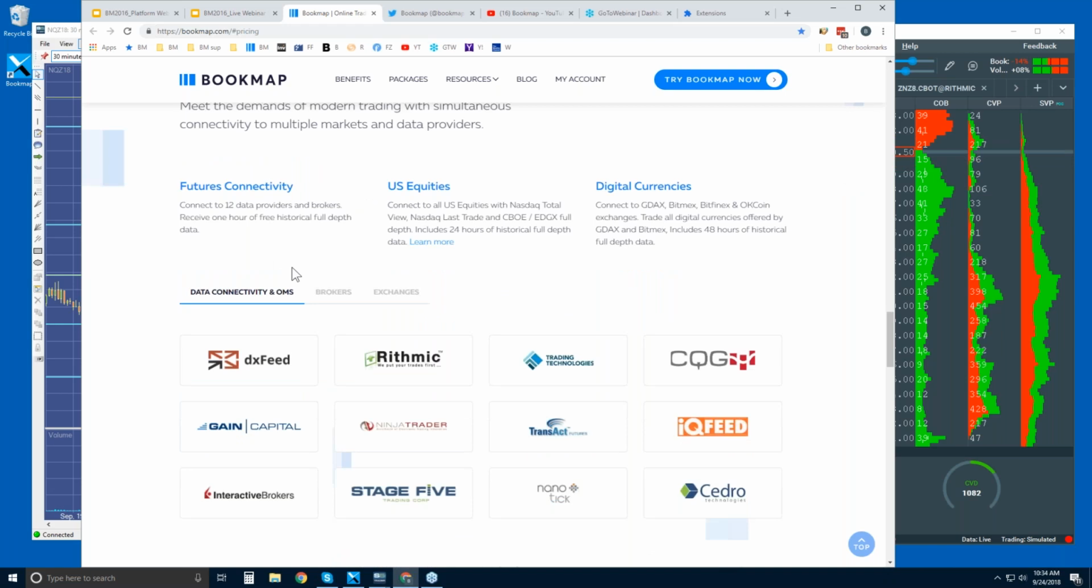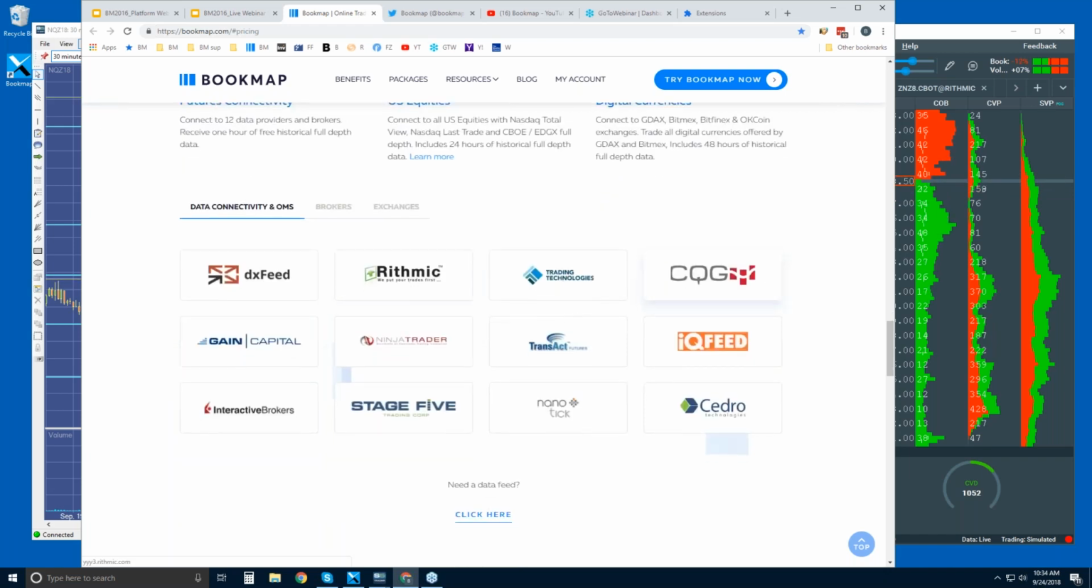For US equities, it's through DX feed. This is the only method right now. So click here, get more information on that. With NASDAQ Total View and EDGX or BATS. Now for the futures, there's many ways to connect here. Rhythmic, CQG, Gain Capital, Transact, IQ Feed, Nanotick, and Cedro. Cedro's for the Brazilian markets.